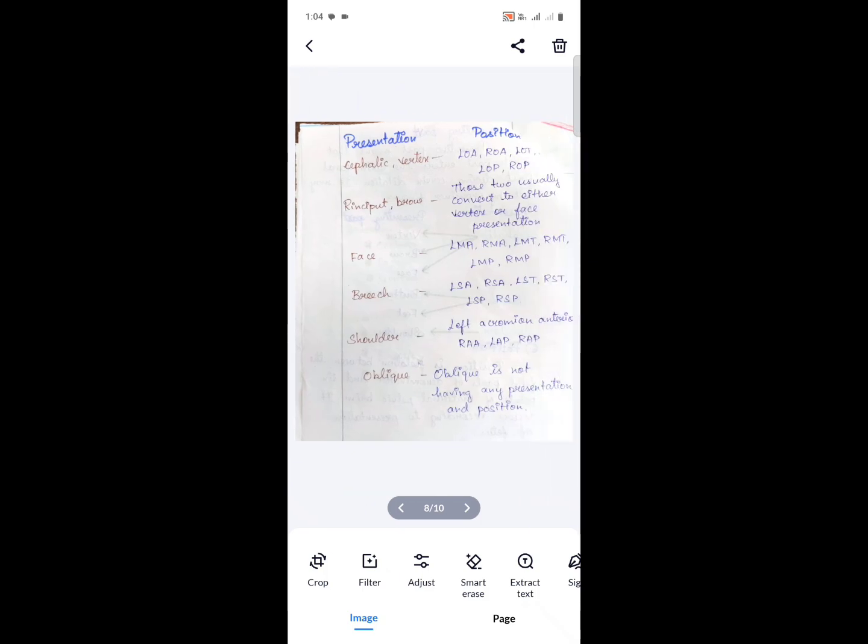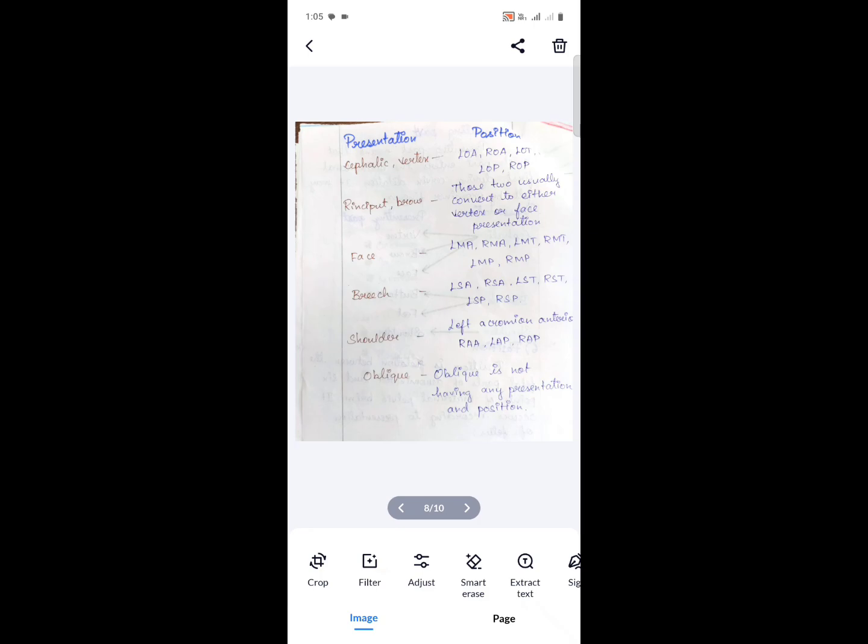In presentation and positions, for cephalic vertex presentation we have LOA, ROA, LOT, ROT, LOP, ROP. LOA means left occipito anterior, ROA right occipito anterior, LOT left occipito transverse, ROT right occipito transverse, LOP left occipito posterior, and ROP right occipito posterior. Sinciput and brow presentations usually convert to either vertex or face presentation. In face presentation we have LMA, left mento anterior, RMA right mento anterior, LMT left mento transverse, RMT right mento transverse, and LMP left mento posterior, RMP right mento posterior. These are the positions.